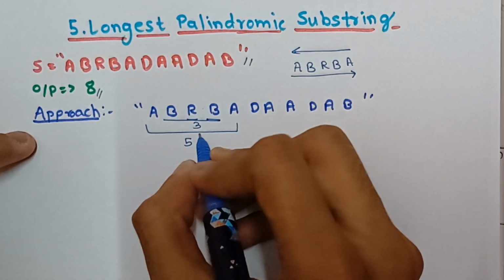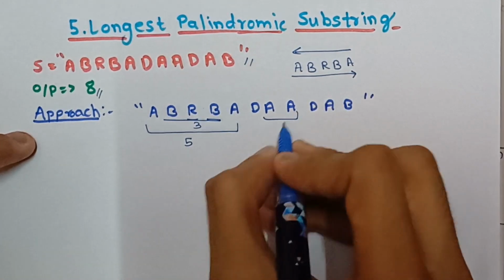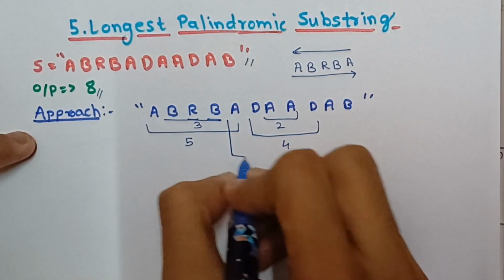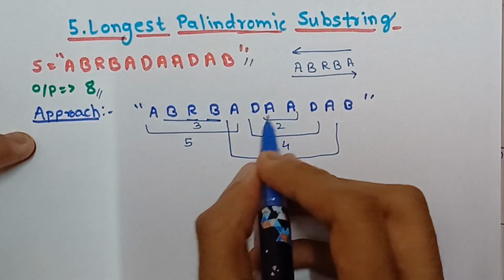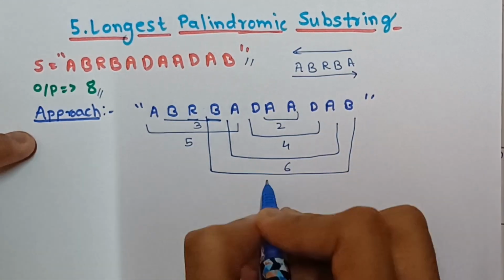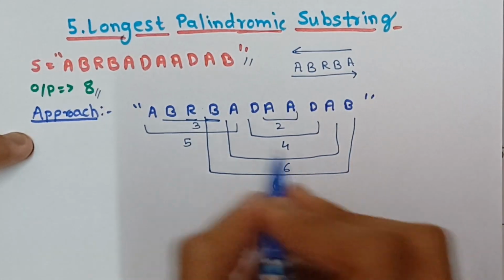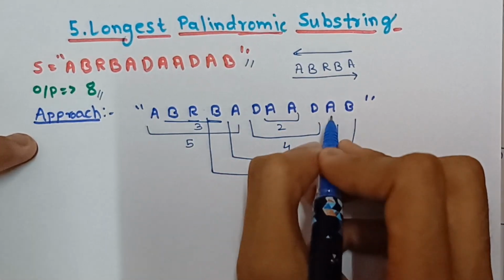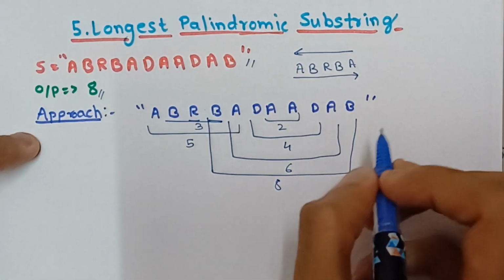And this AA is also a palindrome, which is 2, DAAD is also a palindrome, which is 4, and ADDAAD is also a palindrome, 1 2 3 4 5 6. And BB is also a palindrome. So we have to find the longest palindrome in this problem. This BADAADAB is the longest palindrome, so we return 8.